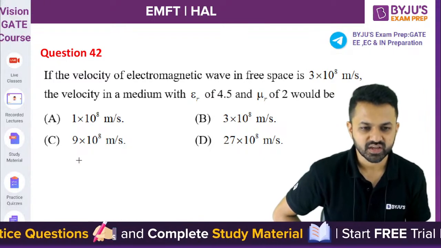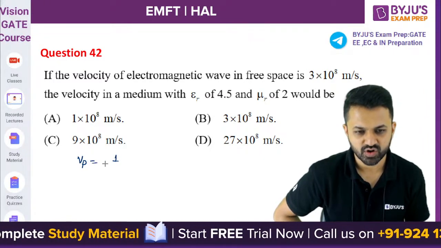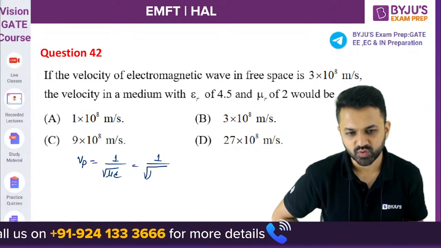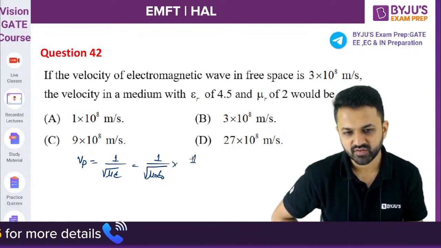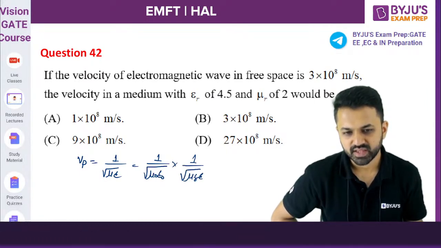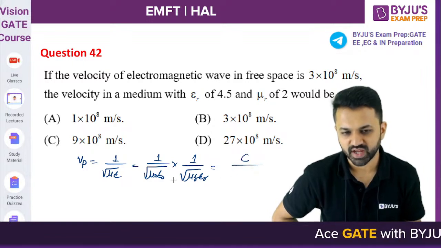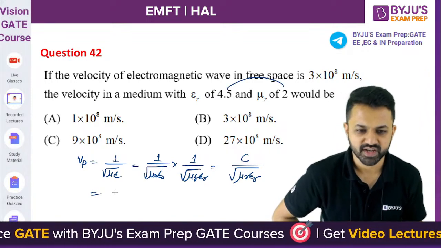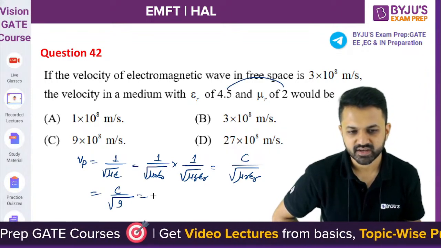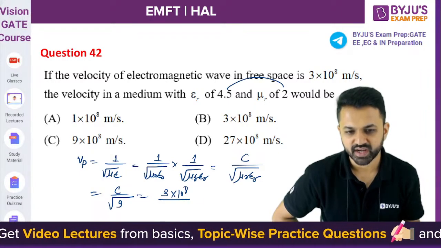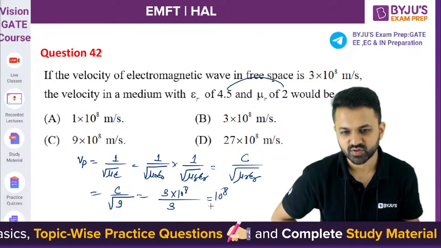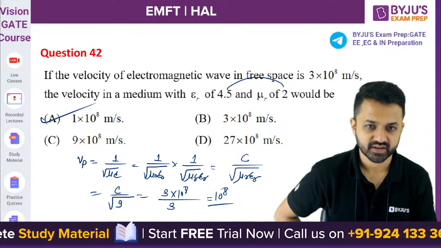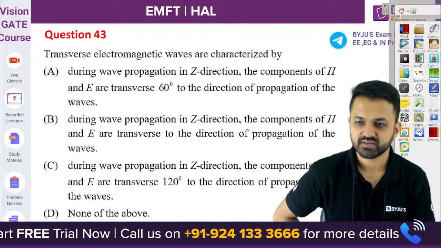The velocity is given by 1 upon root over mu epsilon, as we just saw. If I put 1 upon root over mu naught epsilon naught and 1 upon root over mu r epsilon r, then this is given by the velocity of light divided by root over mu r into epsilon r. So when we put mu r into epsilon r, we get root over 9. So here it is 3 into 10 raised to power 8 divided by 3, so we will get 10 to the power 8. Answer option A. Yes, 42A. Correct. Now answer this one.